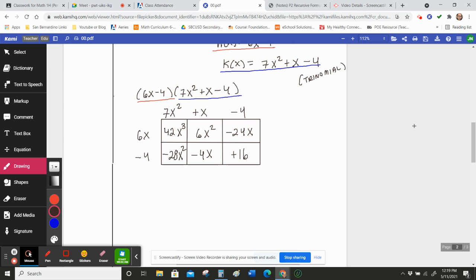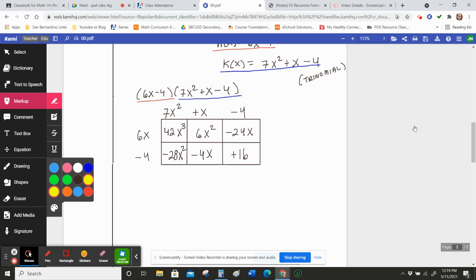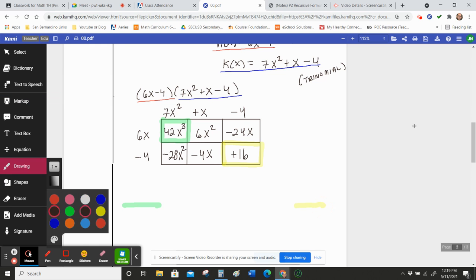All right, so the next steps are the same. The only thing that's going to change is the last step. So the first term is still the top left corner, 42x to the power of 3. The last term is still the bottom right corner, which is positive 16. I'm going to go ahead and pencil those into where my answer is going to go. So this is going to be here, and this is going to be here, which is the last term. The only thing that's going to change now is that we don't have one diagonal anymore. We actually have two diagonals, or two peanuts.